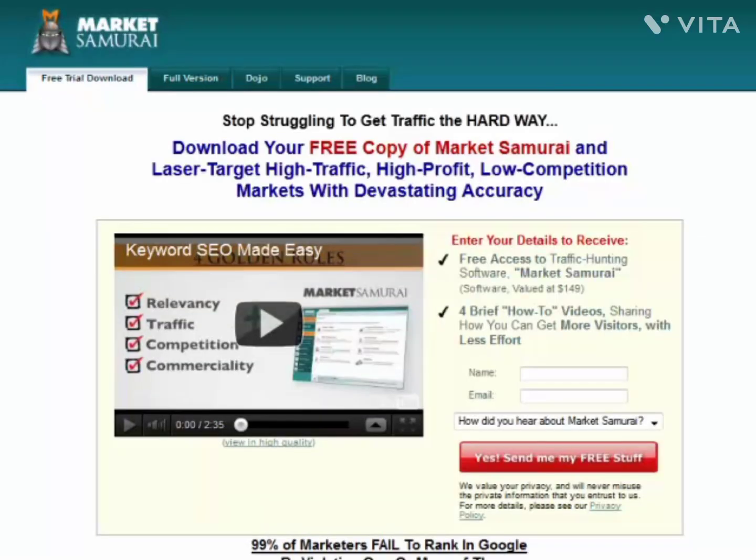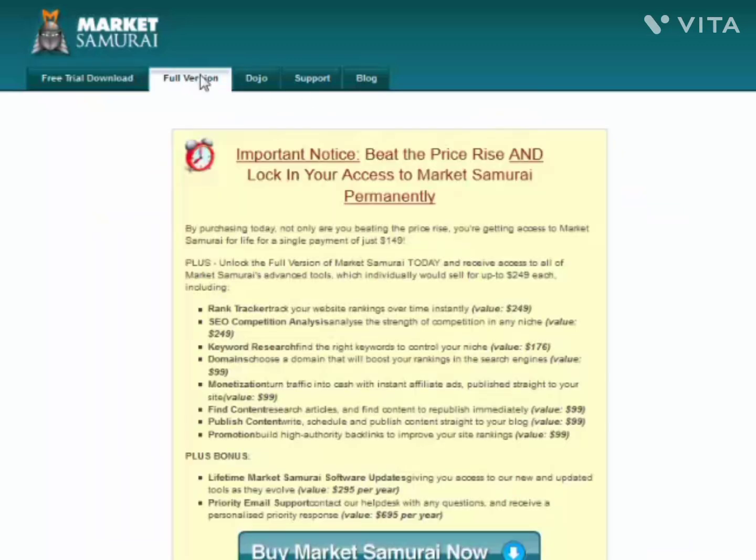For niche research, or for keyword research, I always use a tool called Market Samurai. In my opinion, I've used a ton of them out there, and this is always the best one because of all the different features they have. They do offer a free trial. Even if you don't want to buy it, let me click on the full version here. It looks like it is $150. So, it does cost some money. In my mind, it's just a necessary tool to have for any online marketer.